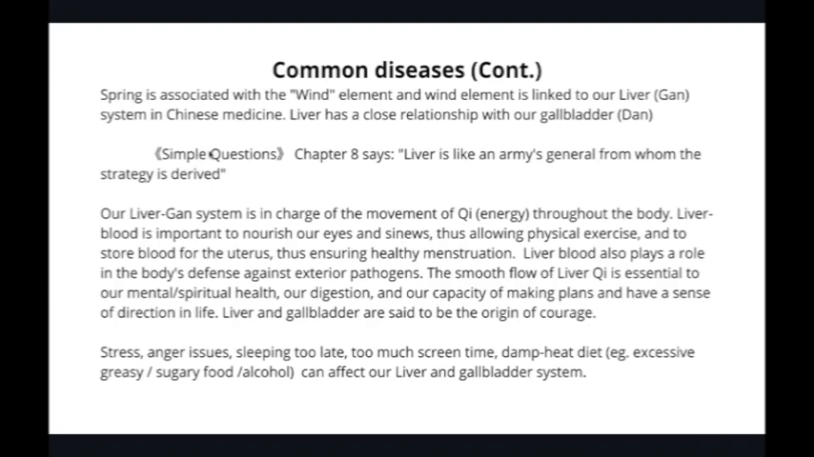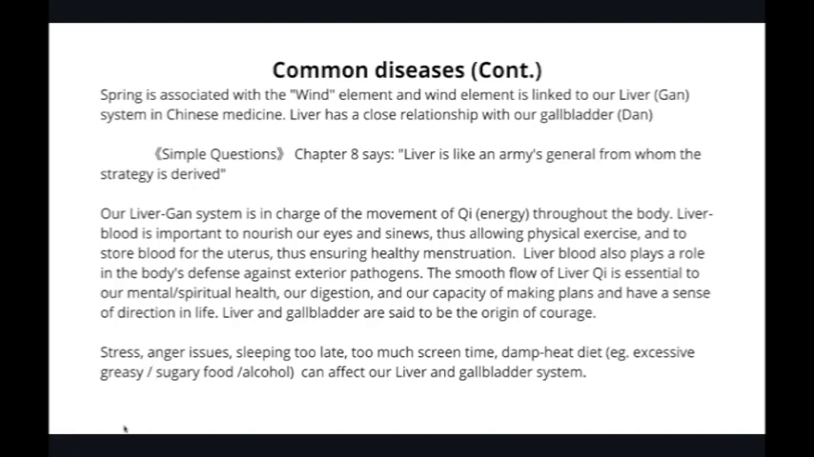So it's very important to keep our liver energy flowing during the springtime, because liver and gallbladder are also important for the courage. So these sort of things can deteriorate our liver or gallbladder system. So stress or anger issues, or drinking too much alcohol, sleeping late, too much screen time, like using the eyes too much, and having a damp heat diet, so excessive greasy, spicy, sugary food can affect the liver and gallbladder.